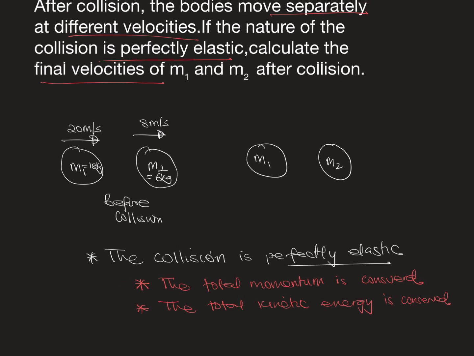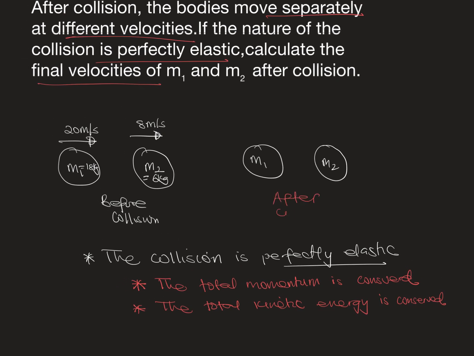So after collision, M1 will have a velocity, let's say V1, and M2 will have a velocity, let's say V2. For now, I am assuming that the directions are like this, okay? But it's only calculations that will tell us the true direction. If we have a velocity that is positive, it means that the body maintains its direction after collision. But if we have any particular velocity that is negative, it means the direction of the body has been reversed after collision.